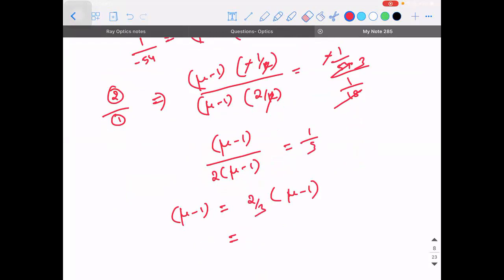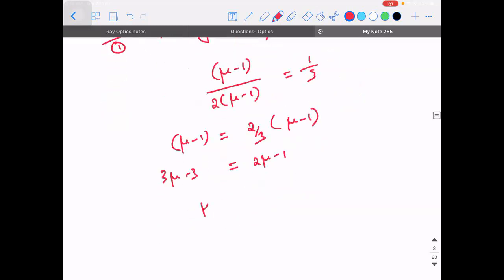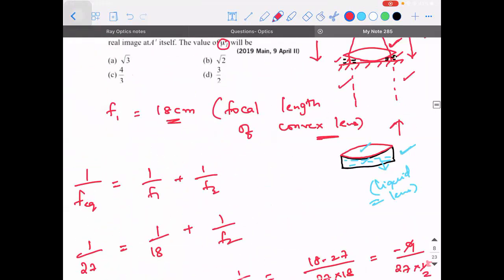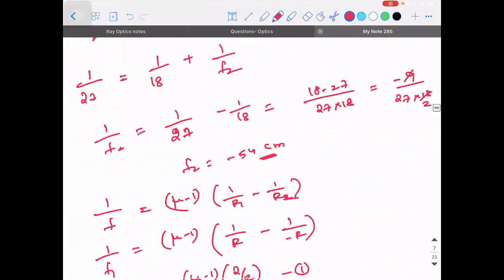So how much is that? 3 mu minus 3 is equal to 2 mu minus 1. So mu is equal to 2. Option is there? No sir, according to the equation it is that only.